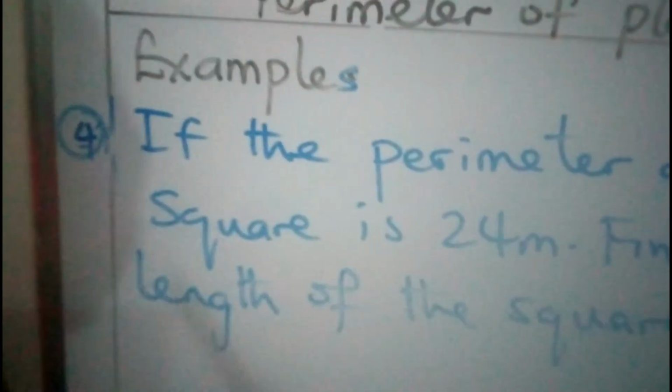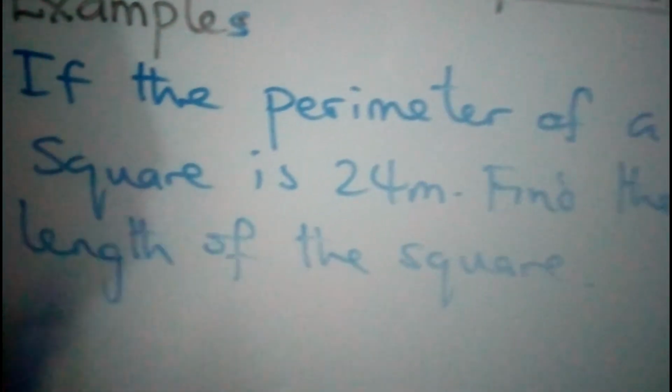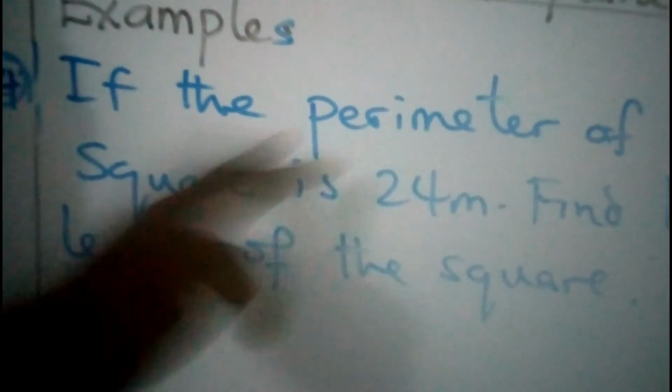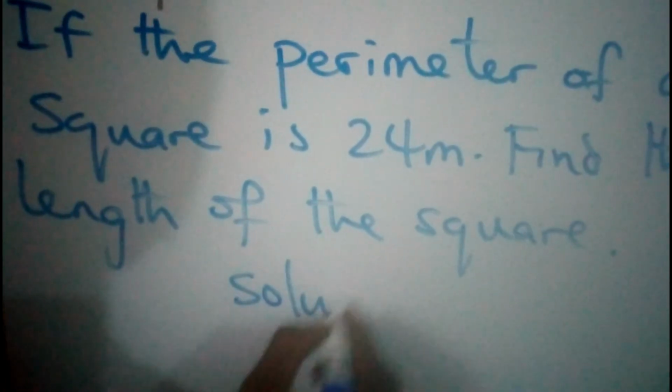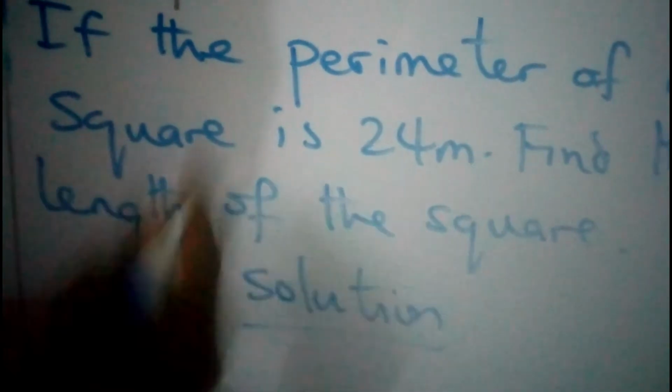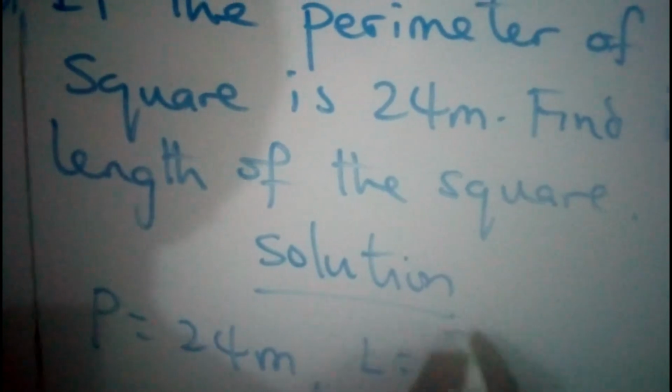Now, number 4. If the perimeter of a square is 24 meters, find the length of the square. Now, in this case, perimeter is given, we have to find length. So we're still dealing with the perimeter of the shape, and the shape here is a square, okay? So solution: what are we given? Perimeter is given as 24 meters and length is what we have to find.